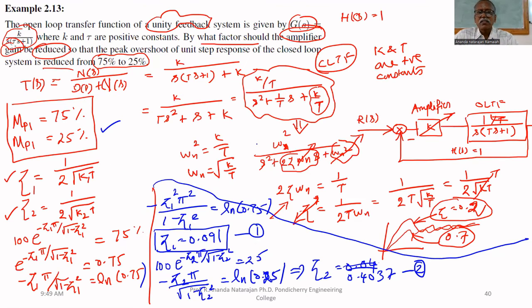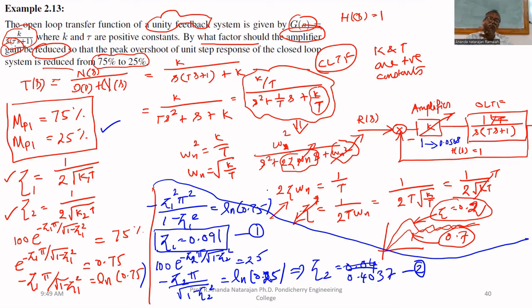Let us look at this. By what factor should the amplifier gain be reduced? We have to reduce the gain by 0.0508. Suppose the earlier gain is 1, it means we have to reduce the gain of this amplifier to 0.0508. That is the meaning. Then the oscillation will be reduced.